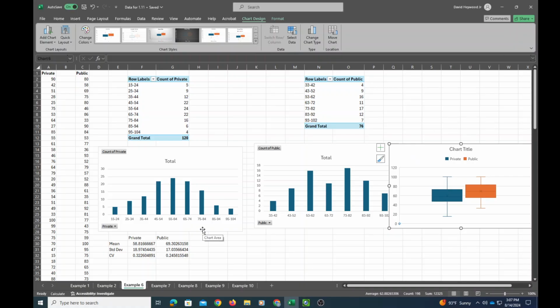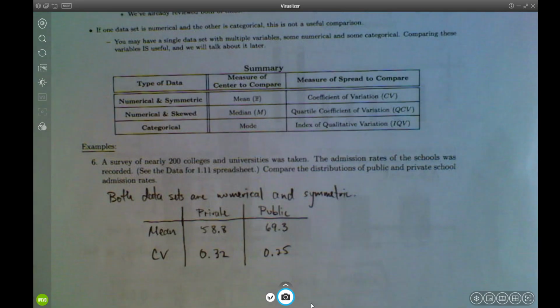So the mean for private schools, let's round to, we'll just go to one decimal place. So for the private schools it was 58.8. For public schools it was 69.3. And the CVs would be about, let's go 2 decimal places here, 0.32 versus 0.25. Okay. And that's it. That's a good comparison.